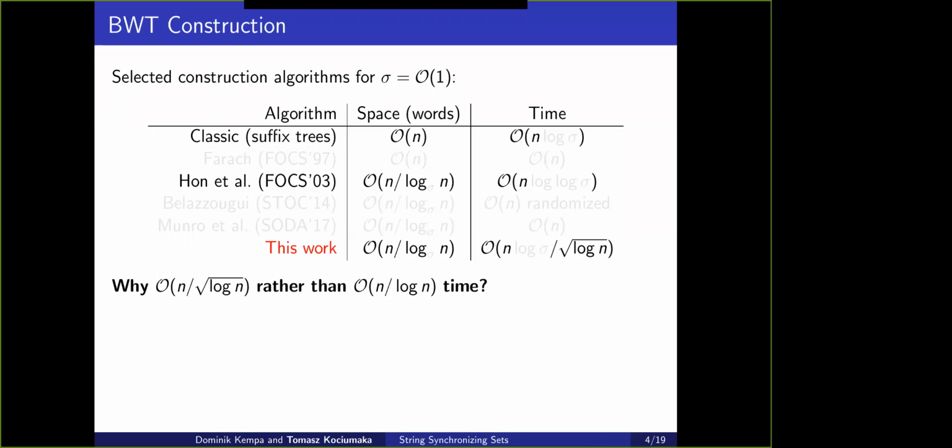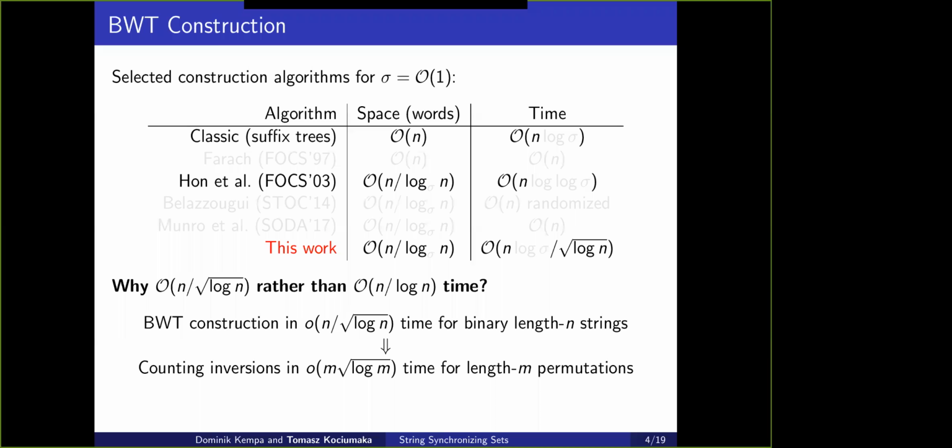And it turns out that there is some good reason for that. Namely, any improvement to our algorithm already in the binary case would mean that you could count inversions faster. Currently, the state of the art is m times square root log m over... sorry, m over square root log m, for a length m permutation. That's an algorithm by Chan and Pătrașcu from SODA 10 years ago. And any improvement to our BWT construction algorithm would lead to an improvement in this inversion counting algorithm. And the techniques behind inversion counting are actually the central tool in orthogonal range searching. So unless there is some breakthrough in orthogonal range searching, we cannot hope for better BWT construction, even in the binary case. So essentially, the bottleneck is now not in the pattern matching community, but more in the data structures community.